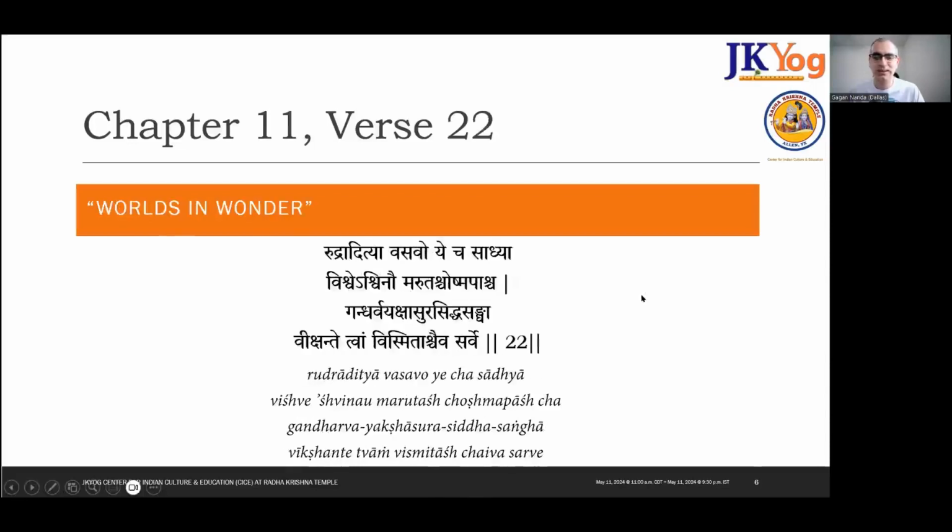Hopefully everyone takes note. We had seen, I think, live in class right here, chapter 11, verse 22. She sells seashells on the seashore. Common tongue twister in English. Hopefully you all added to your notes in class itself. For Sanskrit, you might want to consider the second pada here, second line: Vishveshvino marutash choshma pascha. And try and see if you can say it faster and again and again. So that's chapter 11, verse 22.